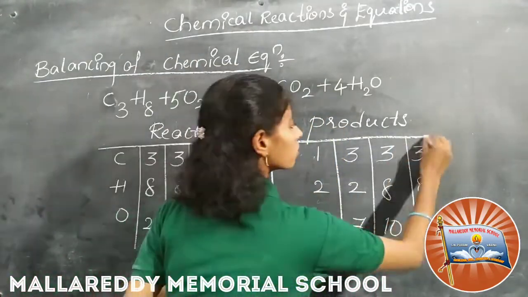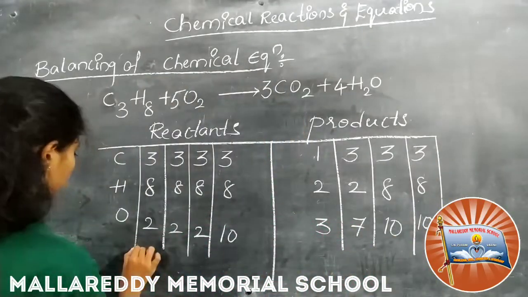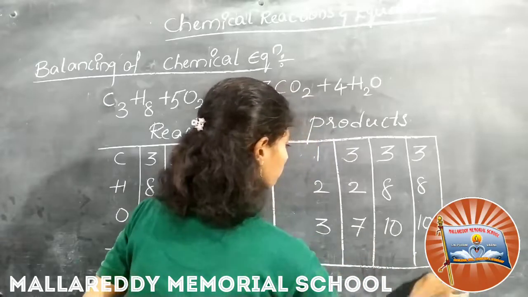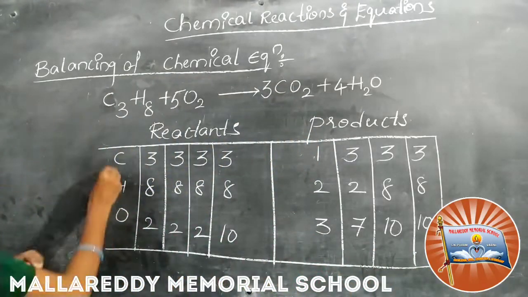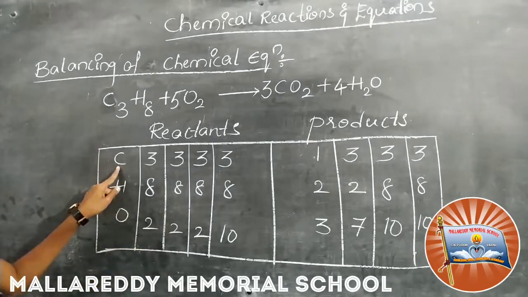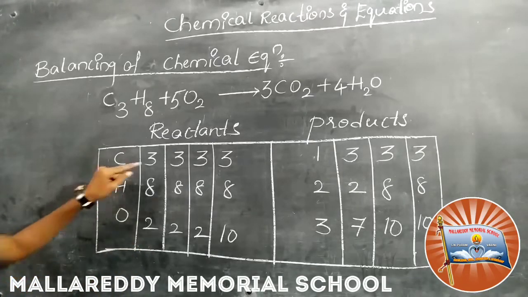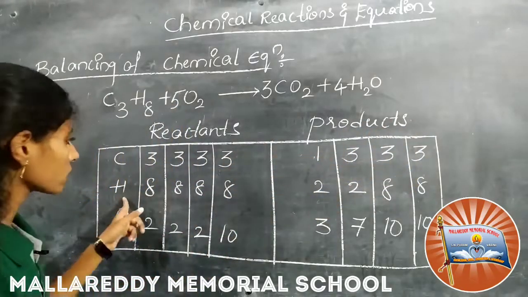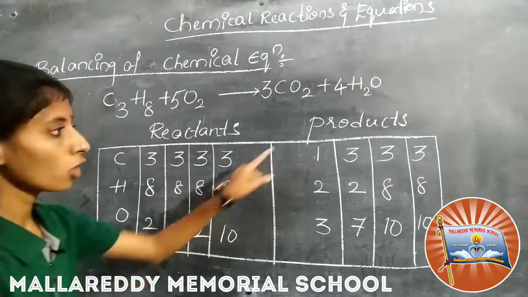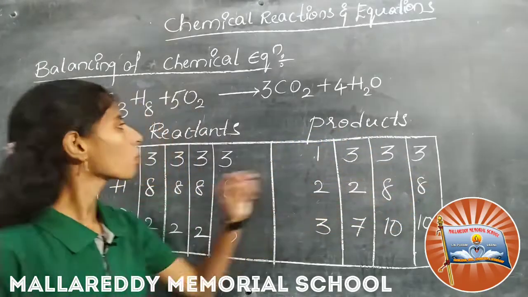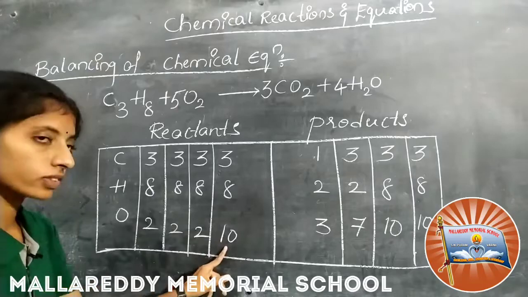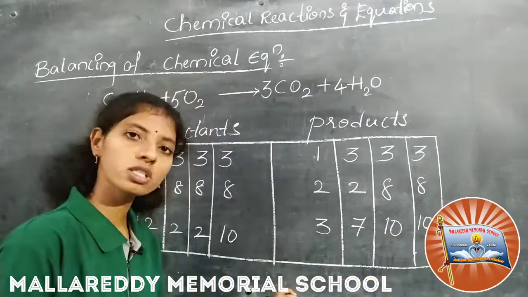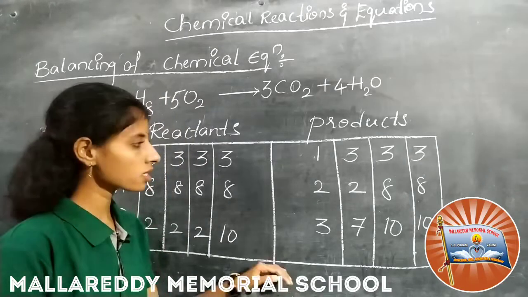So now see, carbon: here we have 3 and here also we have 3. Hydrogens on the reactant side we have 8, product side also we have 8. Oxygens, here we have 10 and here also we have 10. Is this chemical equation balanced? Yes, it is balanced now.